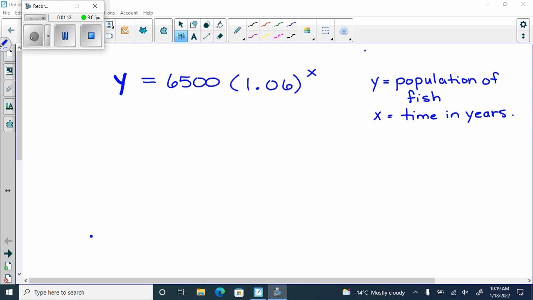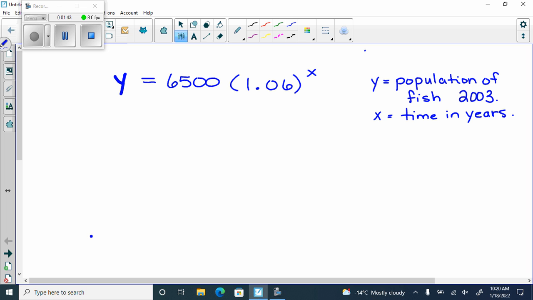The initial population of the fish, right? Now, if I change this to population of the fish in 2003, then I would say that in 2003 the initial population of fish is 6,500. Correct? That's all that means. It's just the initial population in that year.